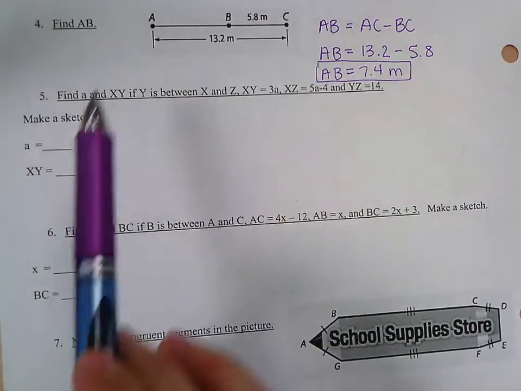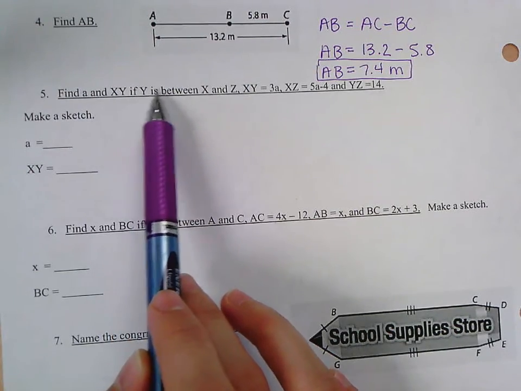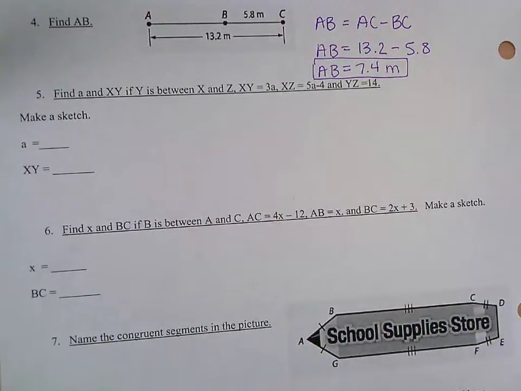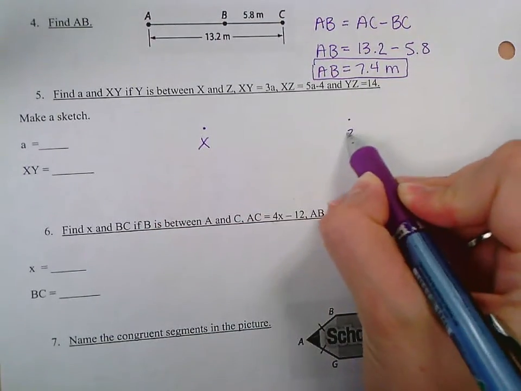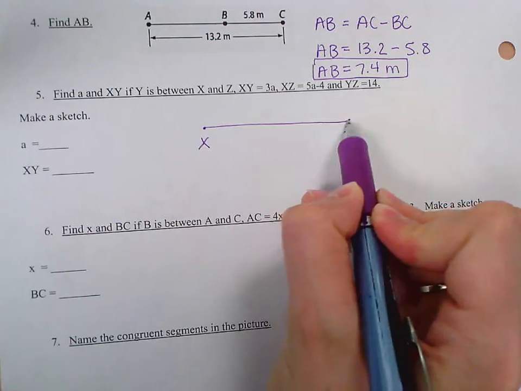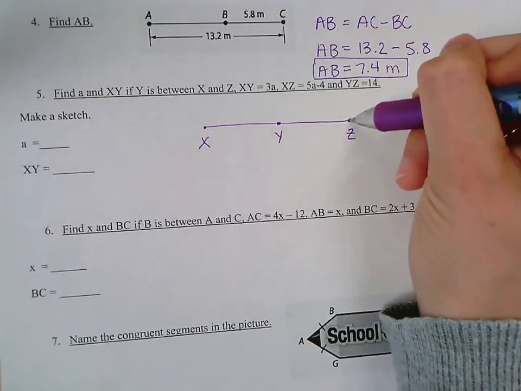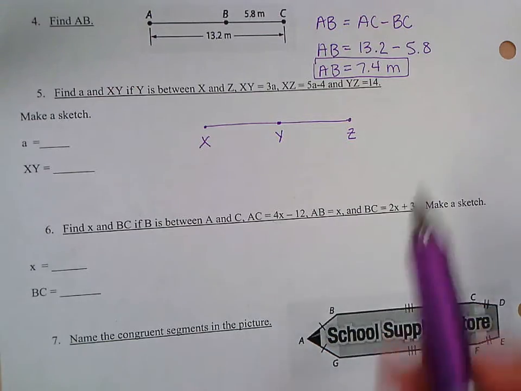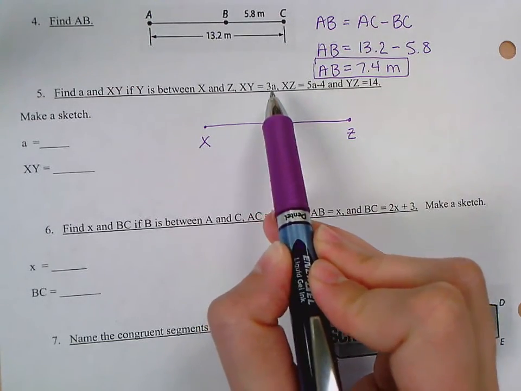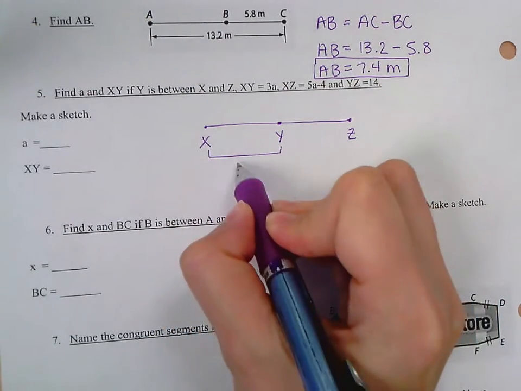Okay, so if I were to draw this out and label what I know, it's telling me Y is between X and Z. So X and Z must be my full segment, and Y is somewhere in between. It doesn't matter where you draw it. Y is somewhere in between. And then I can label what I know. So I know that the measure of XY, so this part of the segment, is 3A.